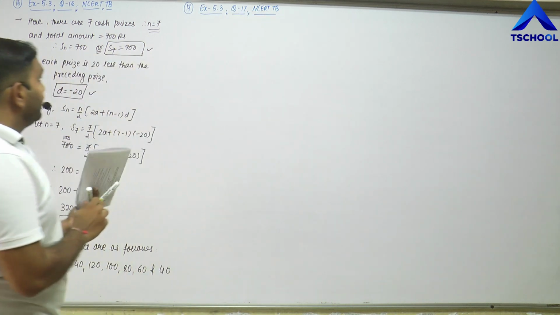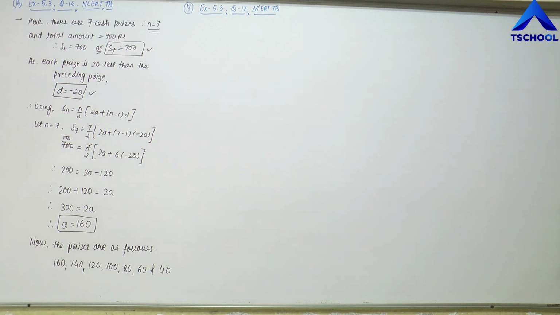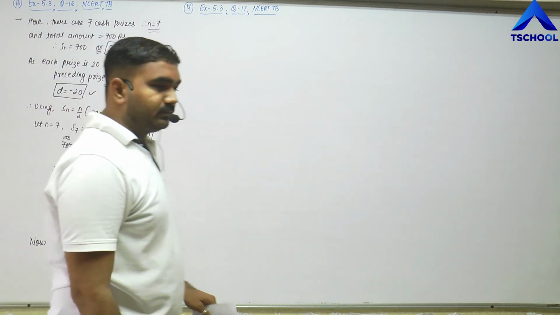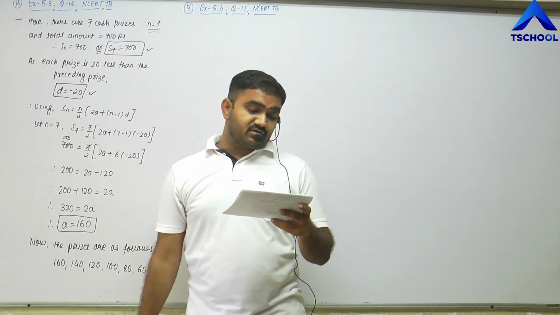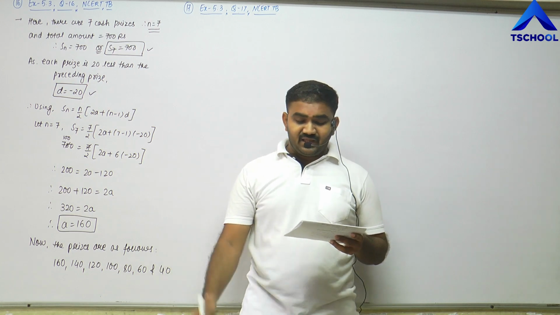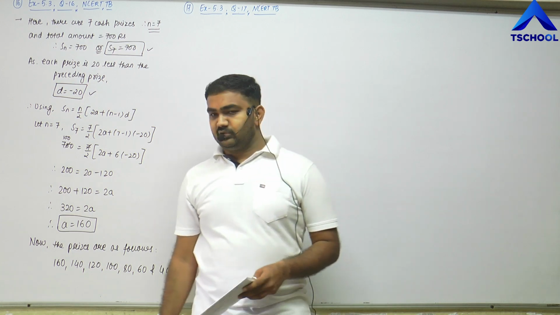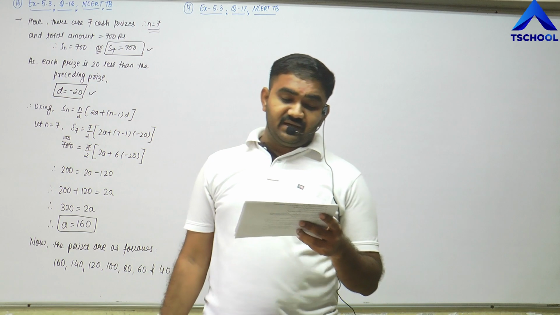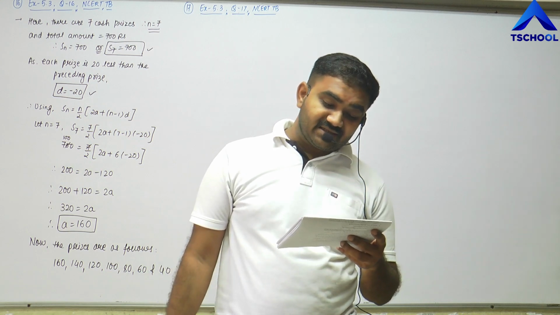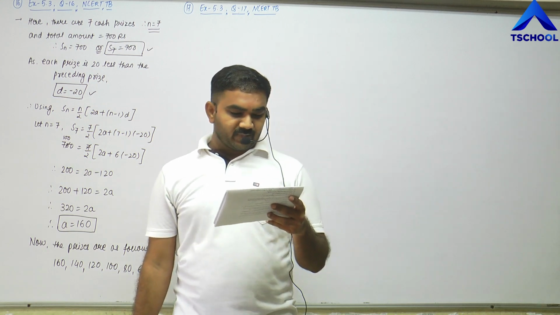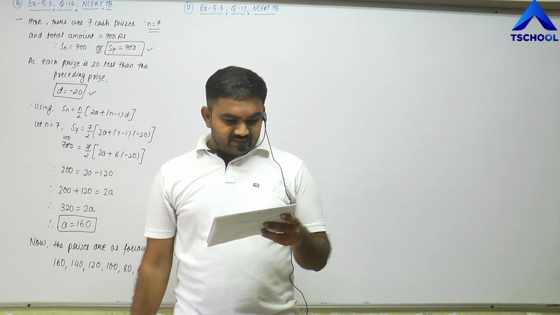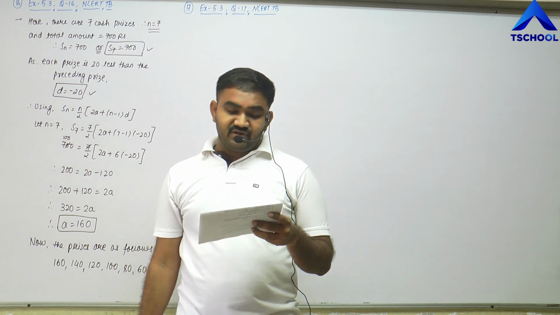Exercise 5.3, question number 17 from the NCERT textbook. It is said that in a school, students thought of planting trees in and around the school to reduce air pollution. It was decided that the number of trees that each section of each class will plant will be the same as the class in which they are studying.